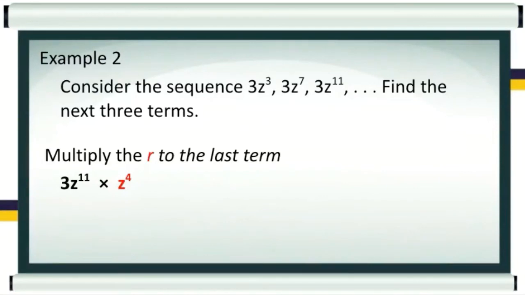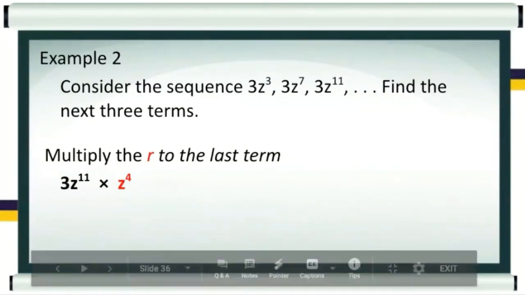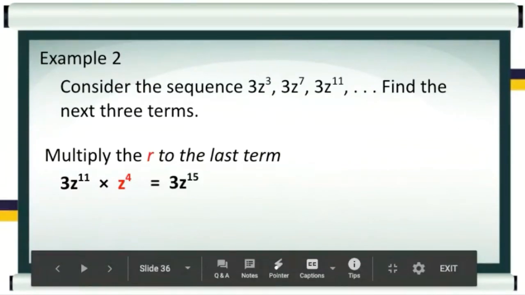What are we going to do? We add the exponents. In division, we subtract, right? Remember that the opposite of division is multiplication. Now, since we subtract the exponent in division, the opposite of it also will be addition. So we are going to add 11 with 4. That is why your final answer for that will be 3z to the power of 15.